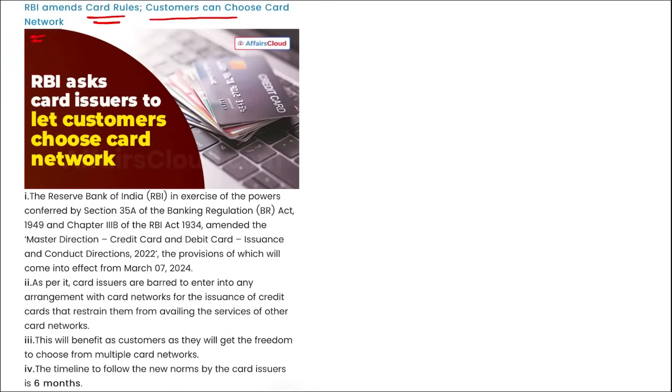Next is RBI amended the card rules. Customers can choose the card network as per their wish. So RBI recently, under the exercise of their power conferred under Section 35A of the Banking Regulation Act of 1949, Chapter IIIB of RBI Act of 1934, and here under this the provisions came that as per the rules, the card issuers are barred from entering into any arrangement with the card makers for the issuance of credit card that restrains them from availing the services of the other card networks, and this will benefit the customers as they will get freedom to choose from multiple card networks.